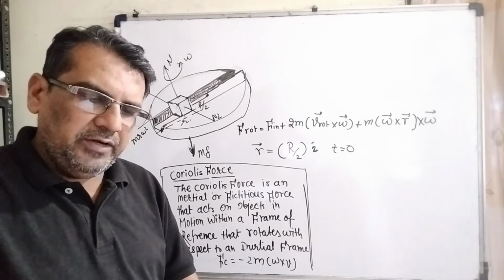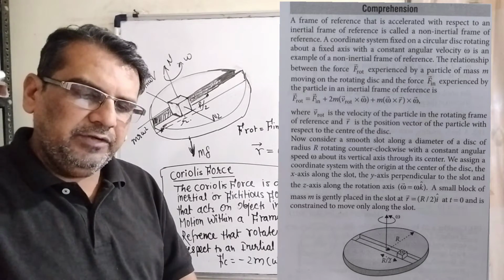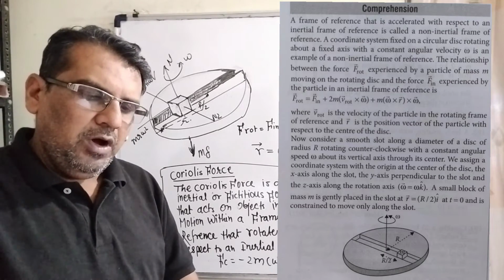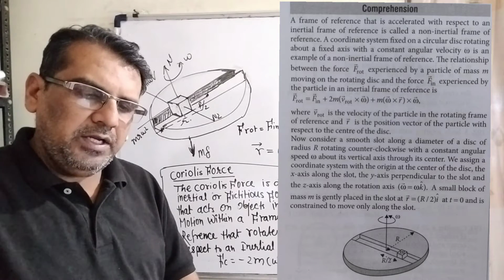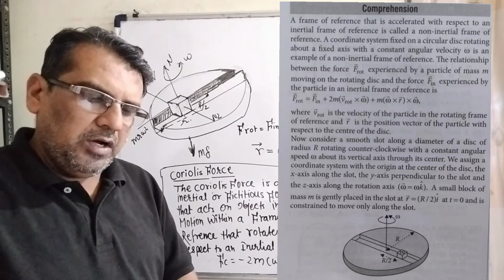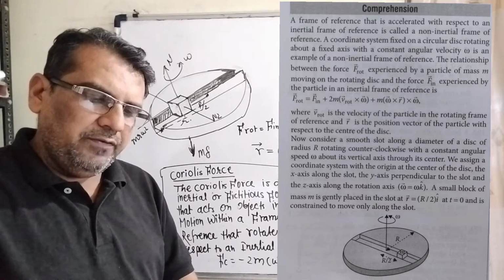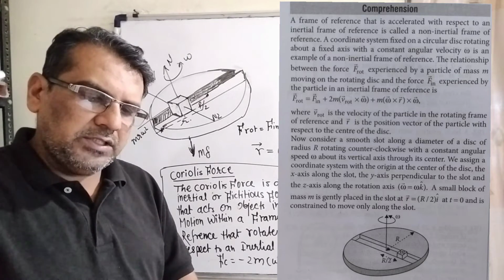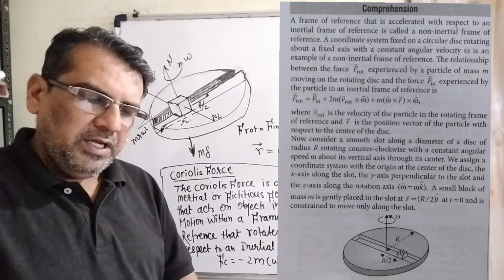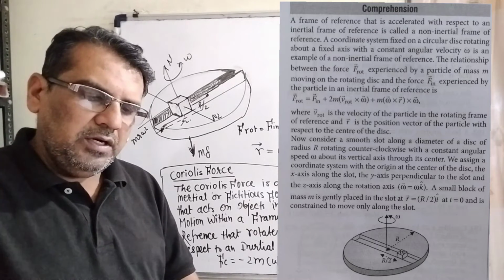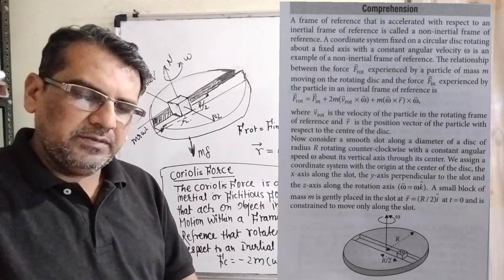A frame of reference that is accelerated with respect to an inertial frame of reference is called a non-inertial frame of reference. A coordinate system fixed on a circular disk rotating about a fixed axis with constant angular velocity omega is an example of a non-inertial frame of reference.